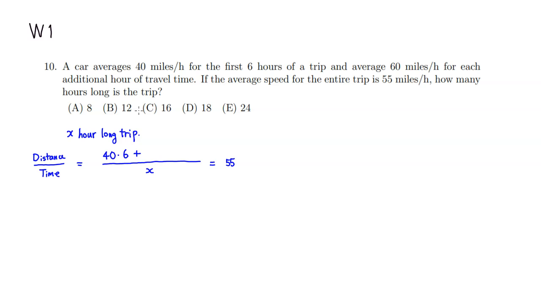For additional hours, how many additional hours? So the entire trip is x. You already spent 6 hours, so additional hours would be x minus 6, right? And then the average is 60 miles per hour, so you multiply by 60. So that will be the distance after 6 hours. So we got the equation. If we can solve this equation, we're all set.